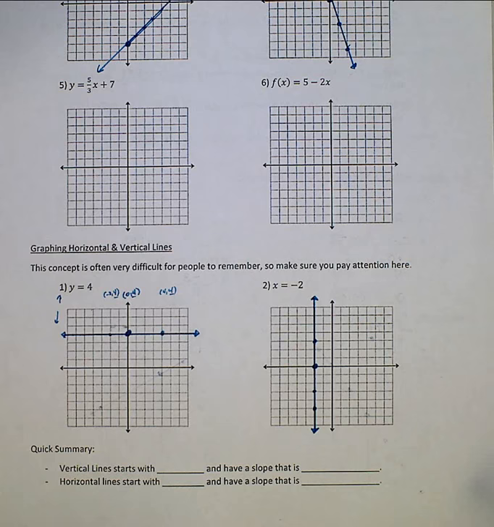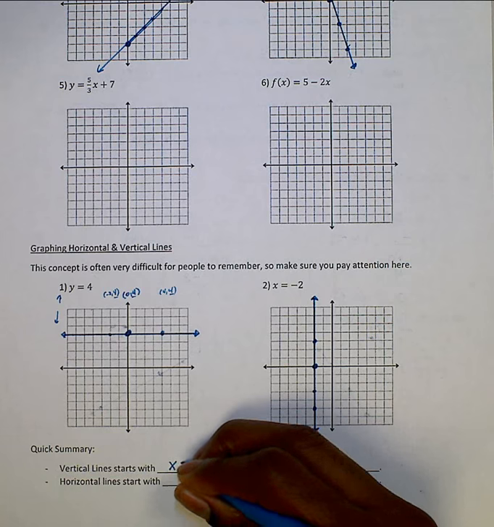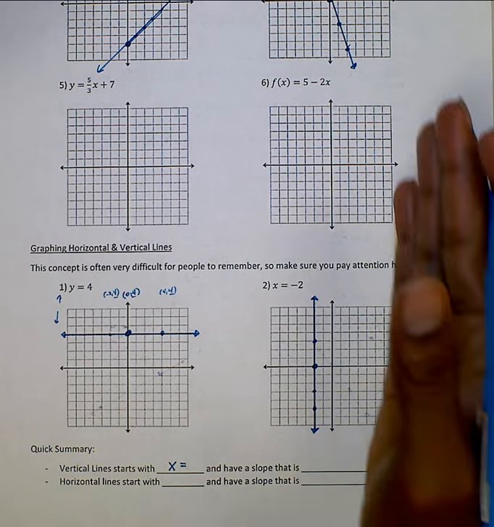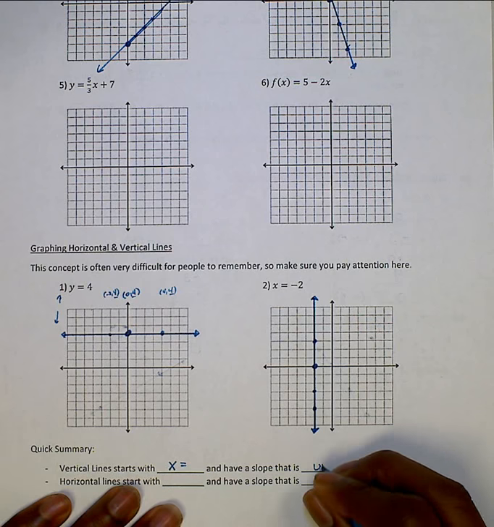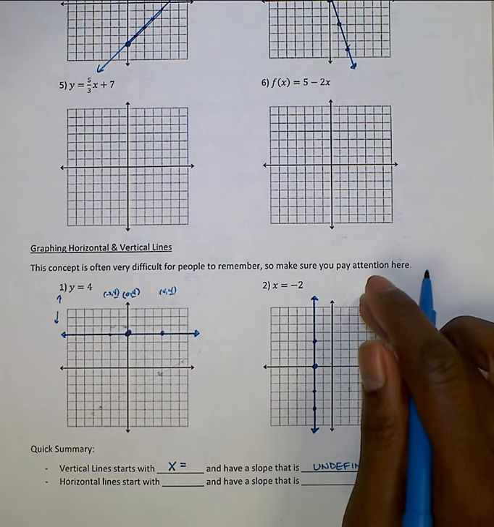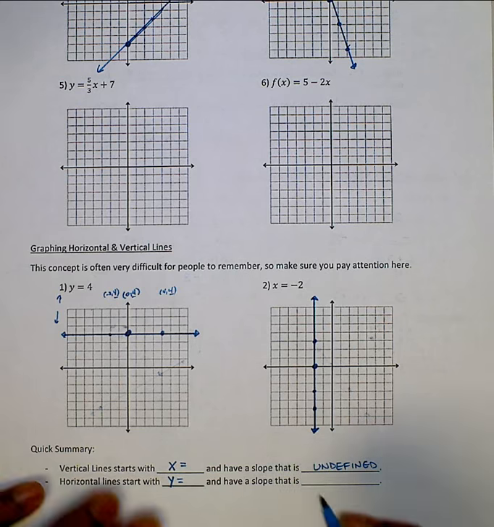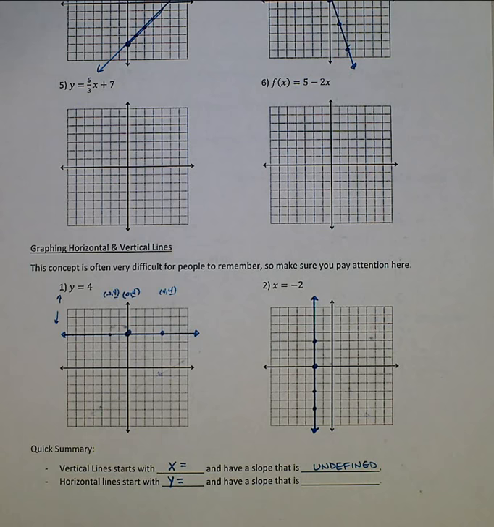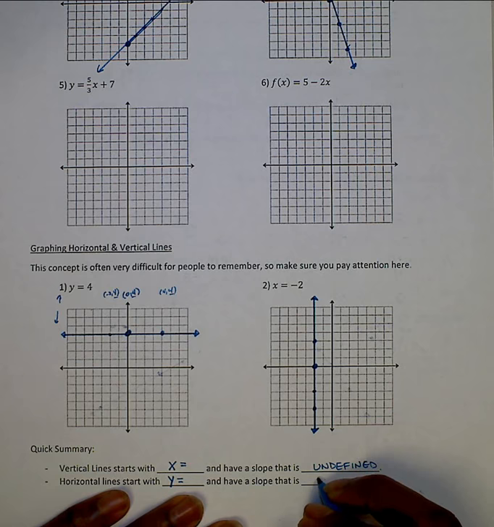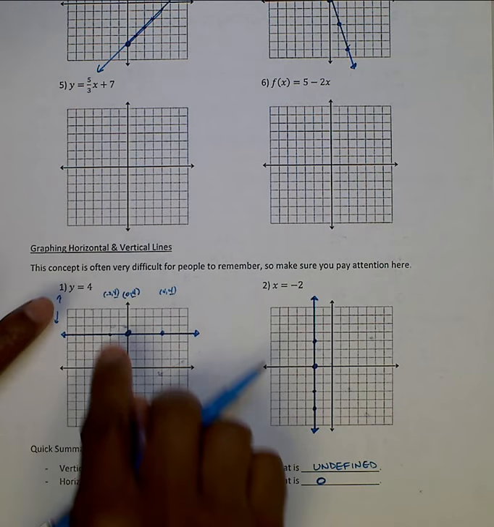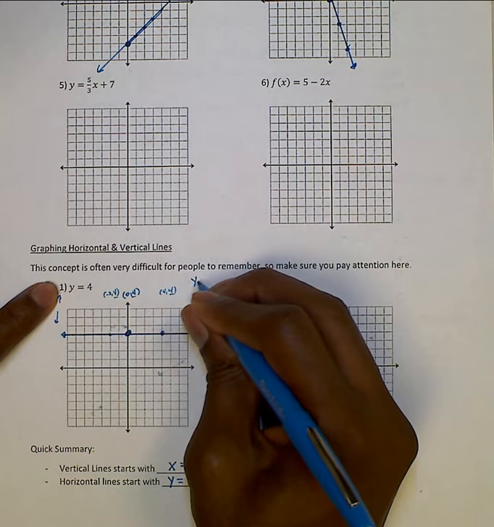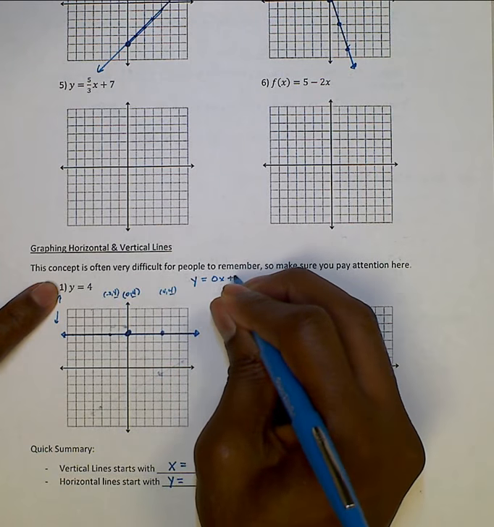Okay, so the quick summary is that vertical lines start with x equals. And remember that when it's a vertical line, they have a slope that is undefined. Okay, because we wouldn't be able to write this in slope-intercept form. Horizontal lines start with y equals, and that's just like slope-intercept form. Actually, you can write horizontal lines in slope-intercept form because the slope is 0. Right? If we wrote this in slope-intercept form, we'd have y equals 0x plus 4 because our y-intercept's at 4.